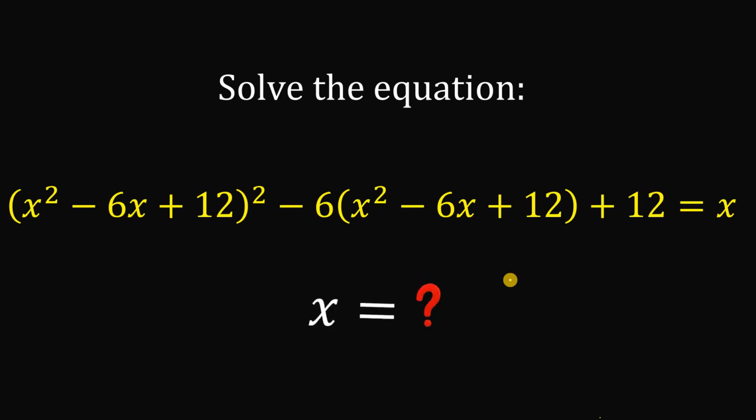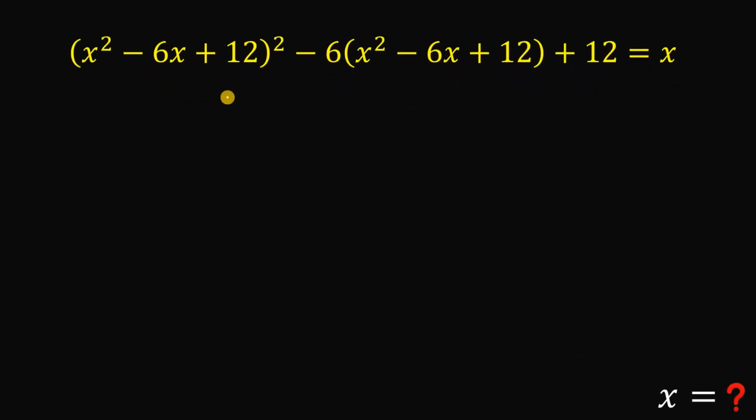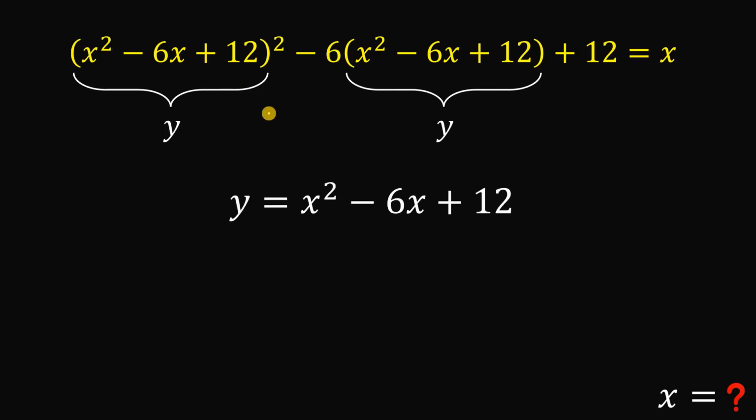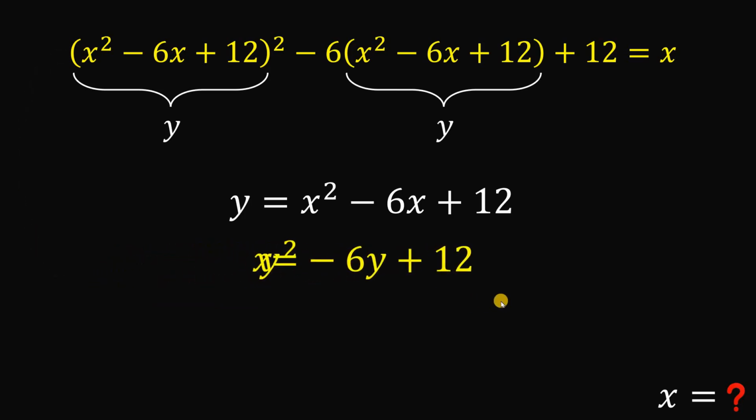Alright, so this equation looks very complicated, but it's not. To answer this, we're going to let this expression x² − 6x + 12 be equal to y. So we can say that y = x² − 6x + 12. Now, if we replace this expression by y, the original equation becomes y² − 6y + 12 = x. Now, focus on this equation and let's rearrange some terms a little bit, like this.